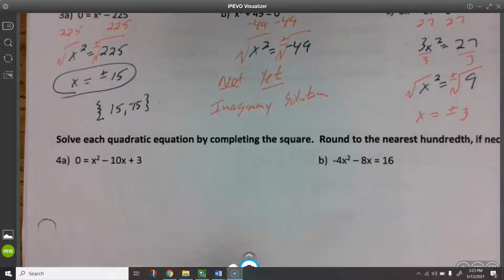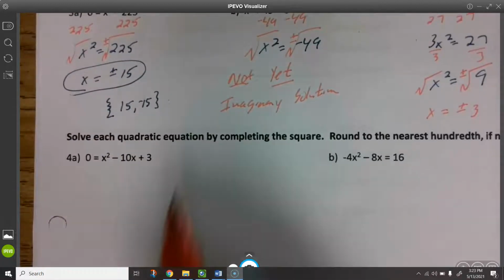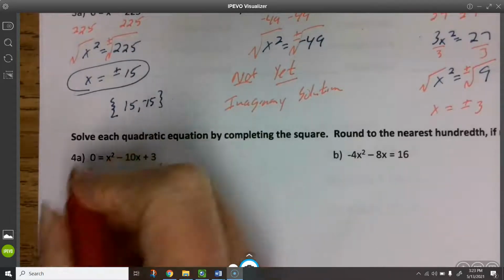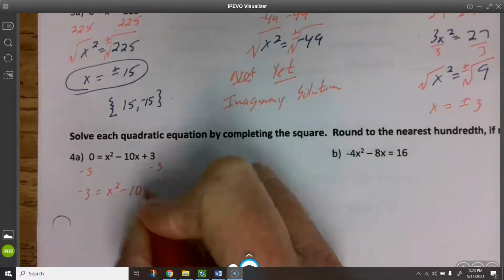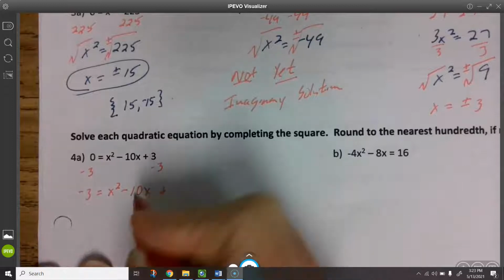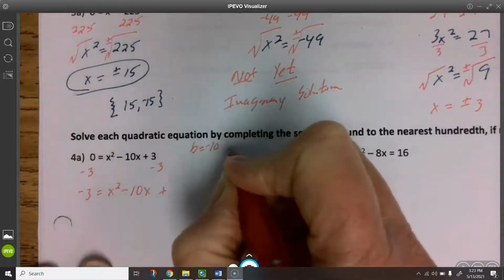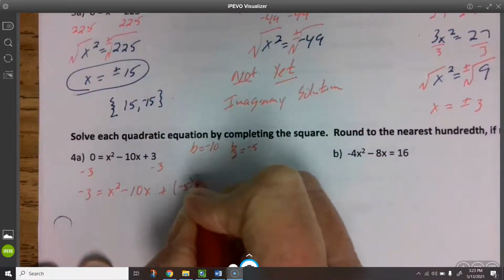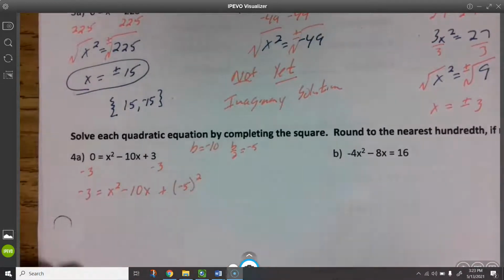Solve each quadratic equation by completing the square. Okay. Remember, our first thing is we have to move that 3 to the other side. Then we're going to take half of b. So b is negative 10. So half of b is negative 5. I'm going to square that. What is negative 5 squared?